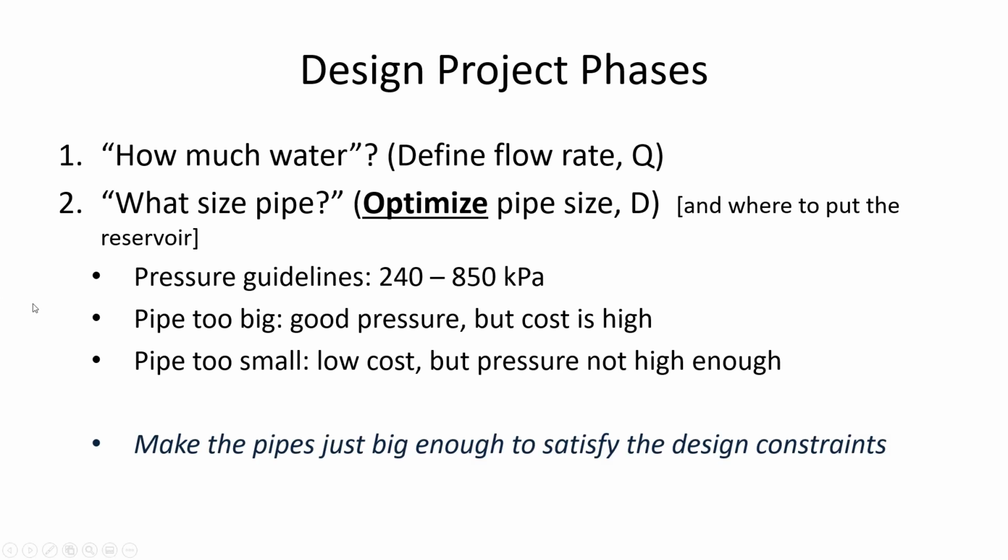Make the pipes just big enough that you have the minimum pressure available, and have the reservoir high enough on the hill that you're providing plenty of pressure, but not too much pressure. You don't want to have more than 850 under static condition. Static meaning that there's no demand at the junctions.